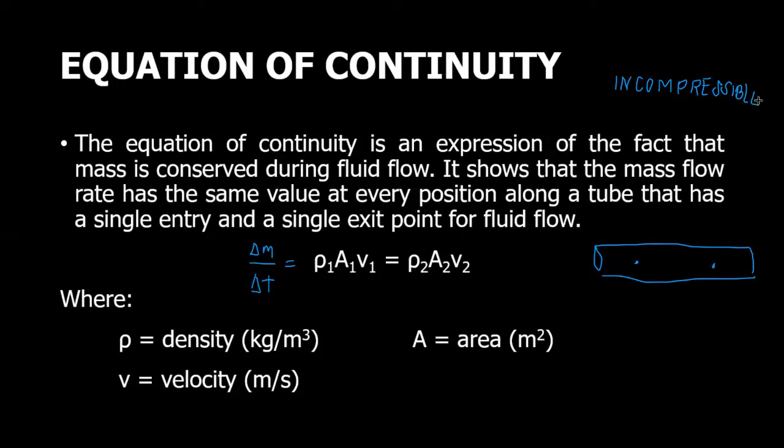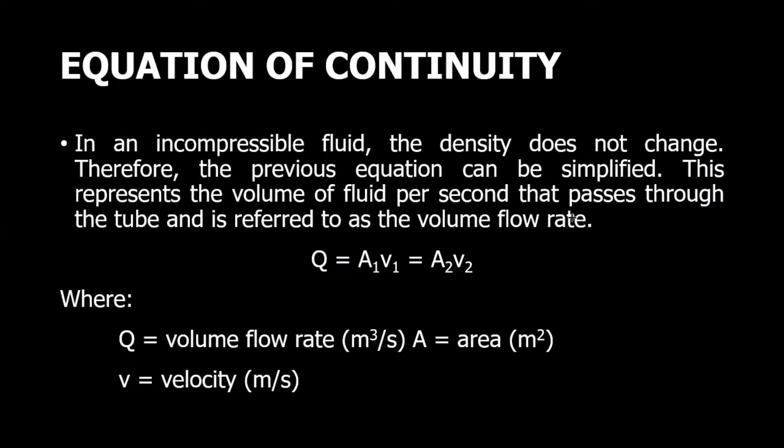Because of that incompressibility, we imply that the density is consistent, or the density does not change. And therefore, we can cancel these densities to have the second continuity equation. This is what we call the volumetric or the volume flow rate. So the volume flow rate is equal to the cross-sectional area times the velocity.